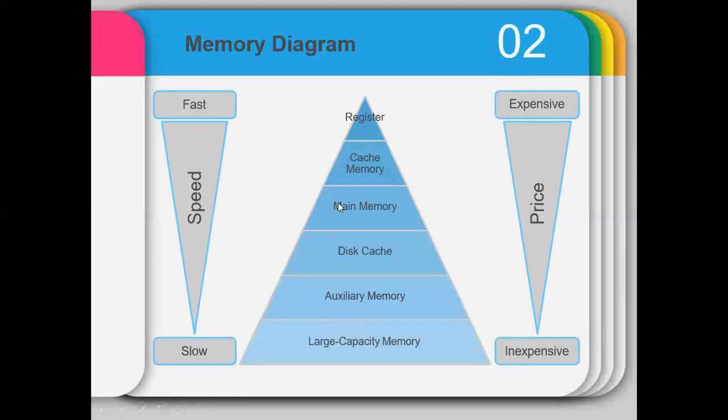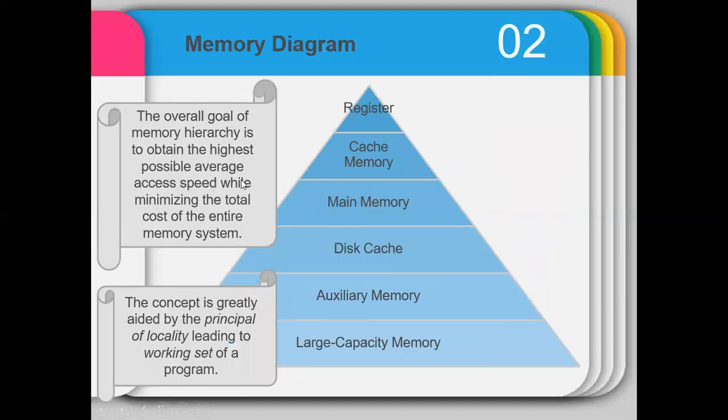Right. So the main overall goal of the memory hierarchy is to obtain the highest possible average access speed while minimizing the total cost of the entire memory system. The concept is greatly aided by the principle of locality, leading to the working set of a program. Here we design in such a way that our main aim is to access the data faster and minimize the cost of memory.